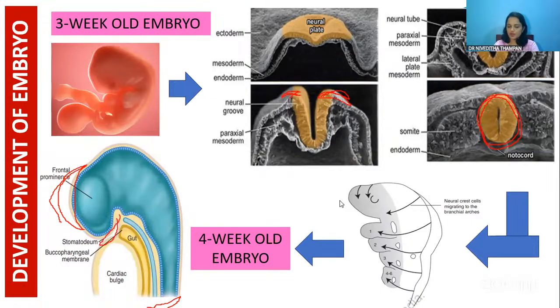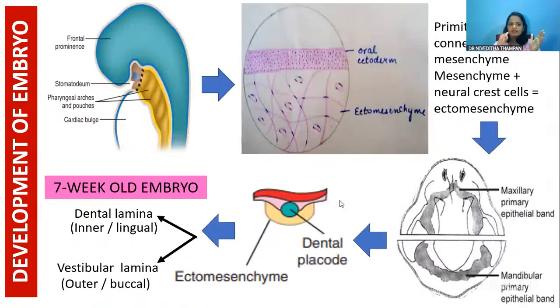Okay, so this stomatodium is also called the primitive oral cavity. By around the third week itself, you will be able to see the primitive oral cavity, and the future foregut, that is the future alimentary canal. This primitive oral cavity and the future alimentary canal will be separated by a membrane.